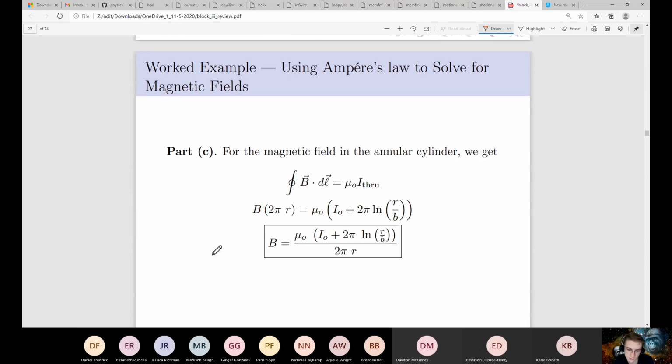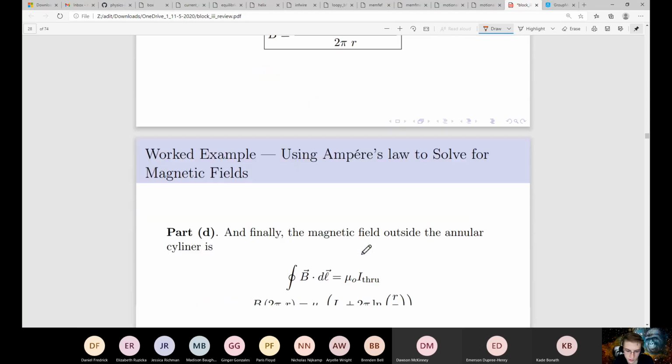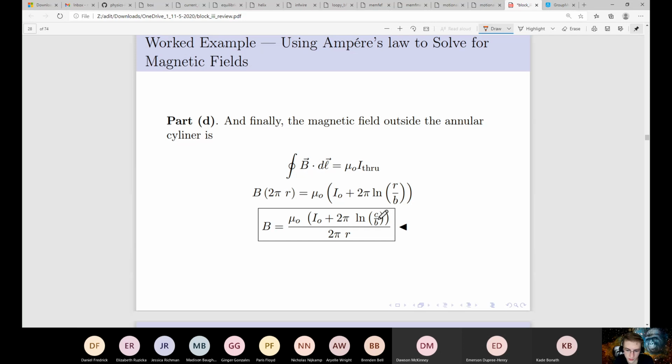For part C, this one was a little bit more tricky, but regardless, finishing it up is still the same. That's our current that we found by integrating. Divide over by 2 pi r. And for part D, the exact same thing, except now we use C over B.